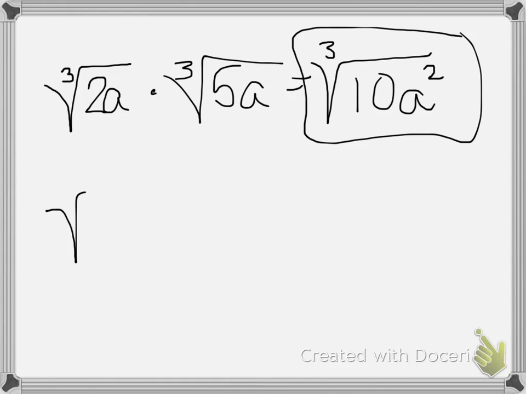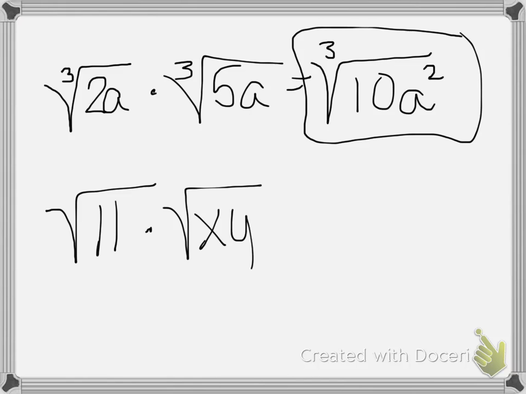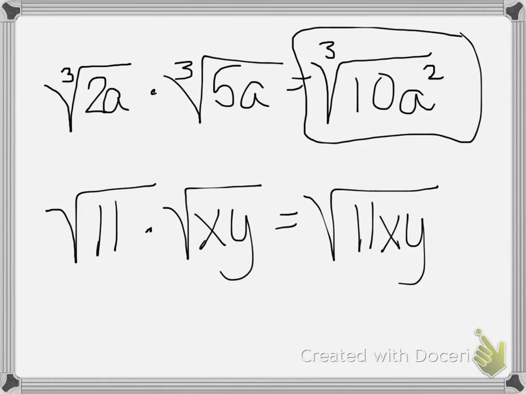Try this one. I'm just taking these out of the book. They had the square root of 11 times the square root of xy. They were trying to show you that if you put those together, square root of 11xy, there's nothing that I can do. That's an index of 2. There's nothing times itself that equals 11, and I can't do anything with 1x and 1y, so then I can stop on those.